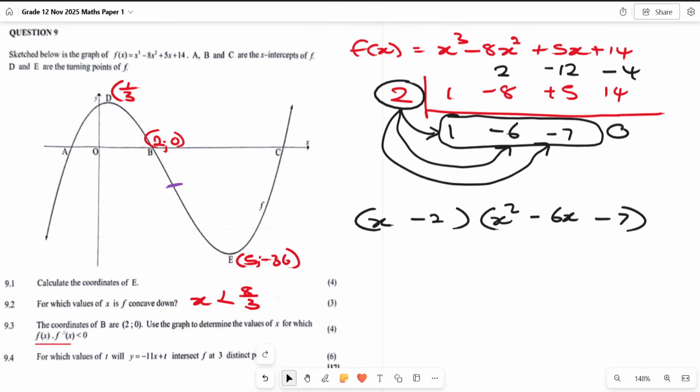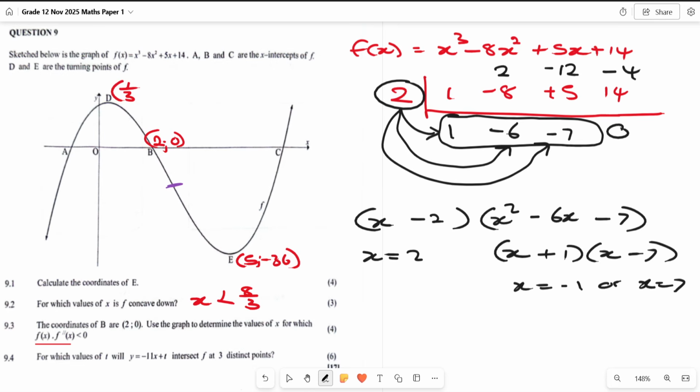So we have factorized it, guys. That means x is going to be equal to 2. And then over here, let's open this, we're going to have minus 7 and plus 1. Therefore, x is going to be equal to minus 1, or x is going to be equal to 7. That means that C has 7 on it and A has minus 1 on it. Now let's go and look at this question. We now have all our x values.